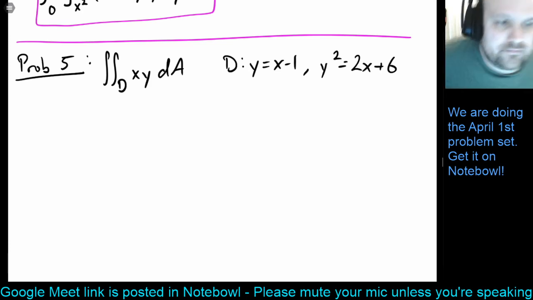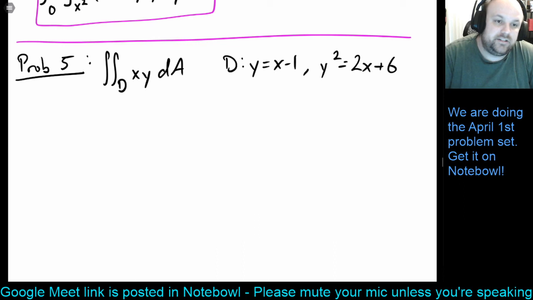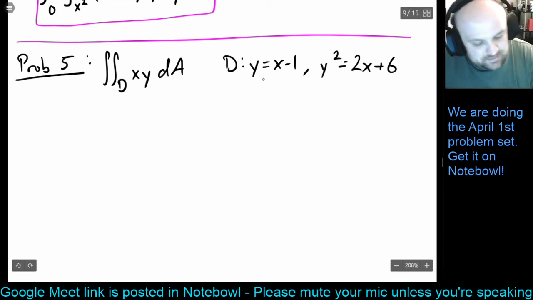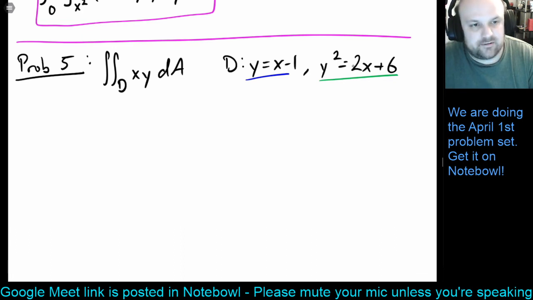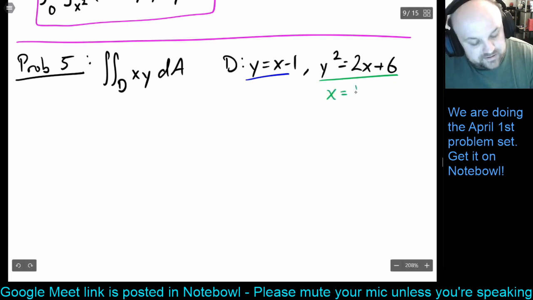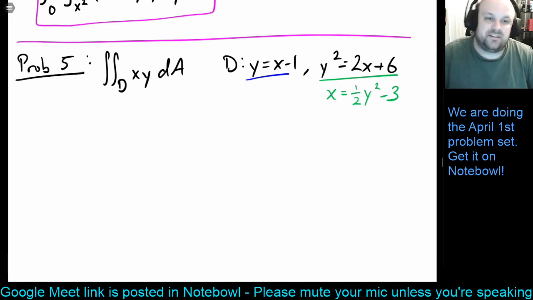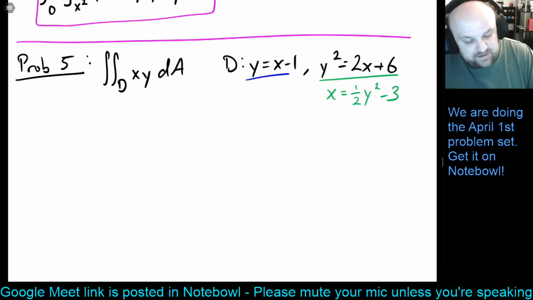So we need to, again, first things first, always just graph the function. So I'm going to graph this one in blue and this one in green. And to make this graph a little easier, I'm going to solve this for x. So this is going to be 1/2 y squared minus 3 if I solve that for x. So this is going to be a parabola that opens to the right. So let's go ahead and graph this.